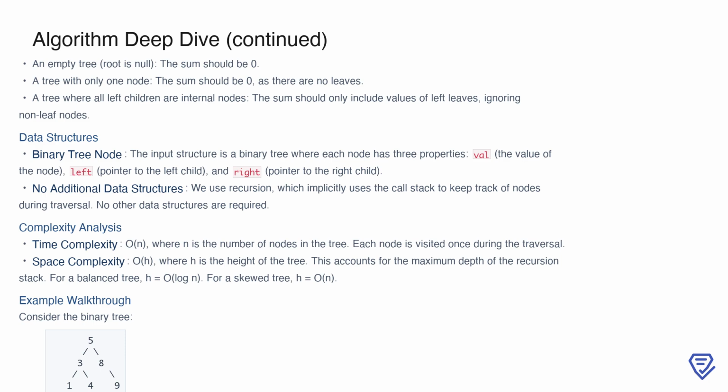For a balanced tree, this is O(log n), while for a skewed tree, it's O(n). To see the algorithm in action, let's walk through an example. Consider a binary tree where the root is 5, with left and right children 3 and 8 respectively. Node 3 has its own children, 1 and 4, and node 8 has a right child, 9.